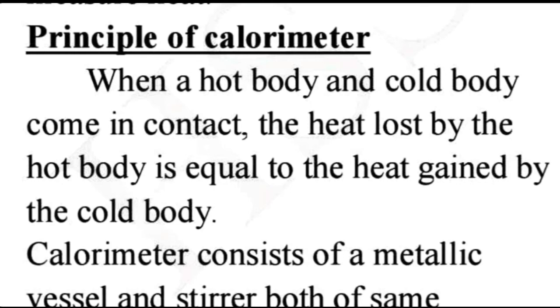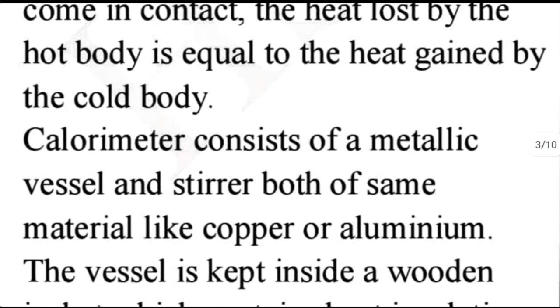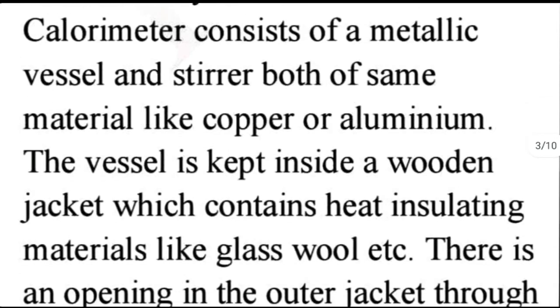So this is the main principle which we use in calorimetry in measuring heat. And a calorimeter consists of a metallic vessel and a stirrer. A stirrer is an object which we use to just stir the liquid which we take, most probably water, and they are of the same material. Both the vessel and the stirrer are of the same material, say copper or aluminium.